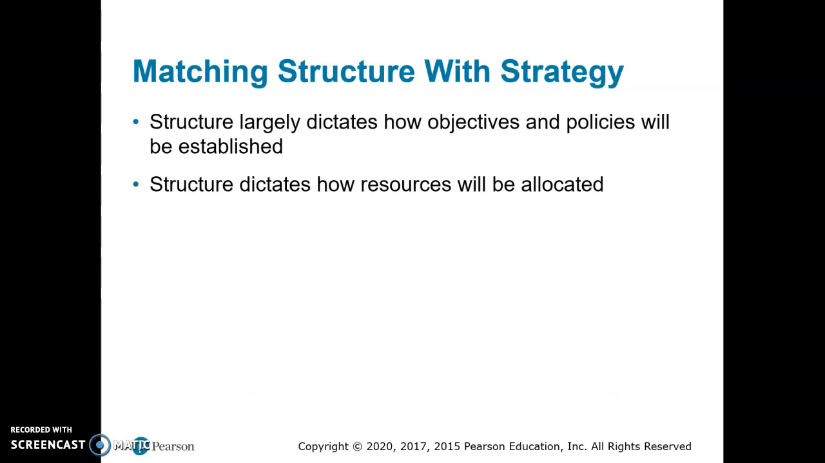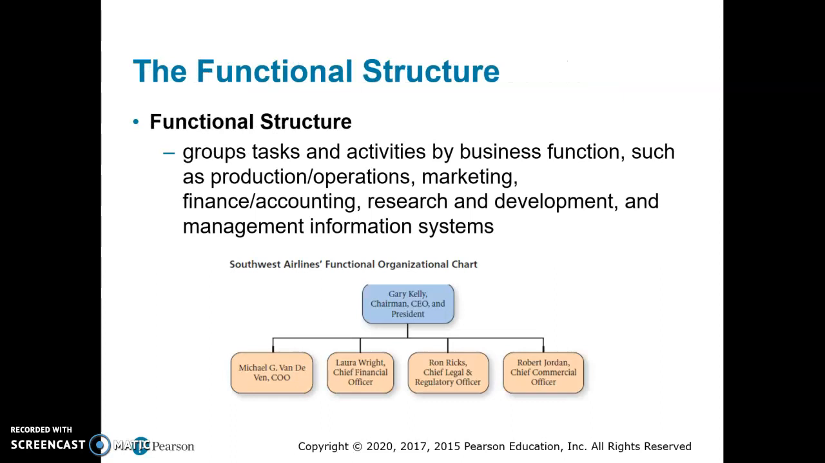All right, we're also going to look at our organizational structure. Our organizational structure largely dictates how our objectives and policies will be established and how resources will be allocated. Let's look at the first type of structure, a functional structure. A functional structure groups tasks and activities by different business functions such as operations, marketing, finance, etc.